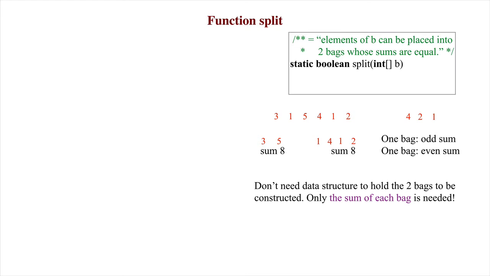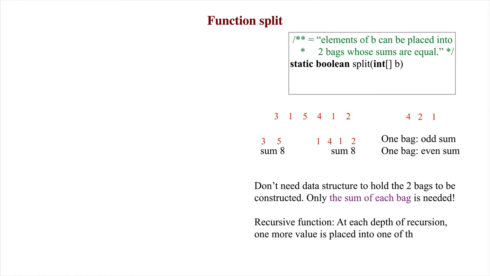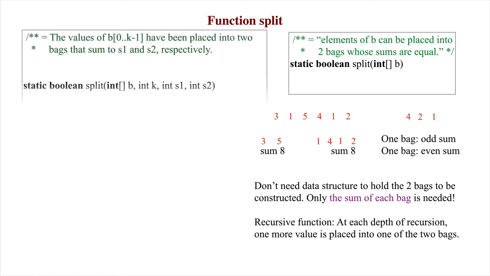Function split has only array B as parameter, so we have to think of writing another function that will have more parameters and be recursive. We envision a recursive function in which at each step of recursion, one more value is put into one of the bags. This leads us to the specification shown.